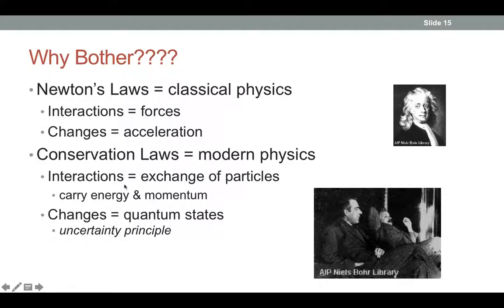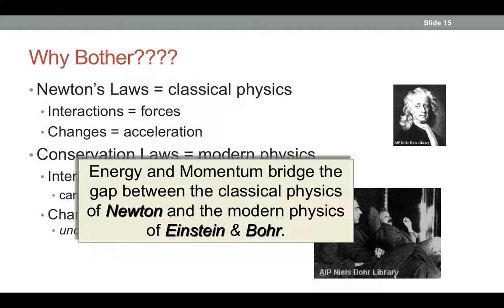Conservation laws are introduced in part, which is not mentioned in most classical textbooks, because it's one thing that brings us to modern physics. In modern physics, we don't talk about forces and accelerations. Instead, we say interactions will end up being the exchange of particles, and the particles will carry energy and momentum. We will not talk about forces. And the changes will be changes in quantum states that will be governed by the uncertainty principle. So the reason we introduce energy and momentum, in many respects, is that they bridge the gap between the classical physics of Isaac Newton and the more modern physics of Einstein and Bohr.